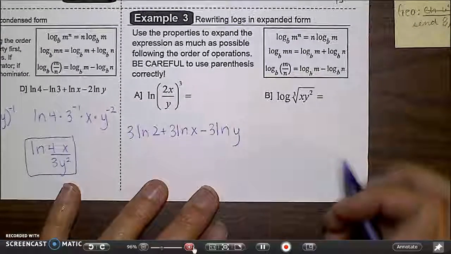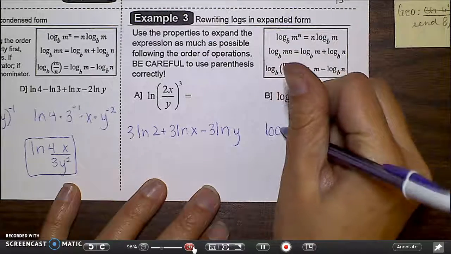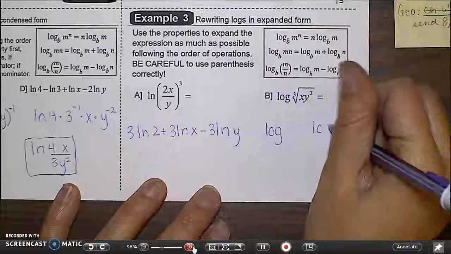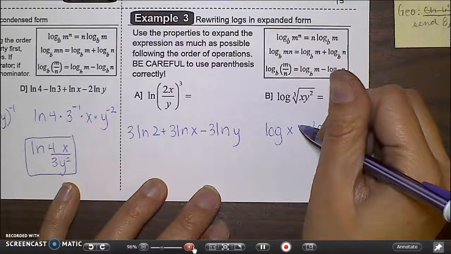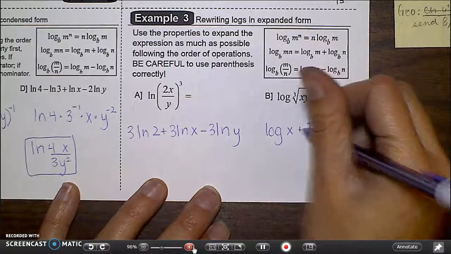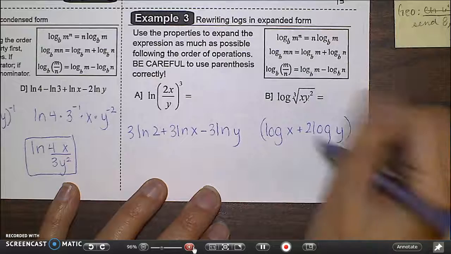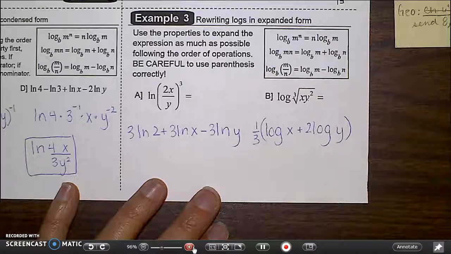And then for b, I have 1, 2 numbers. So I'm going to have 2 logarithms. I have an x and a y. X has no exponent. The y has an exponent of 2. They're being multiplied, so I would add, and they're both being cube rooted, which is really the 1/3 power.